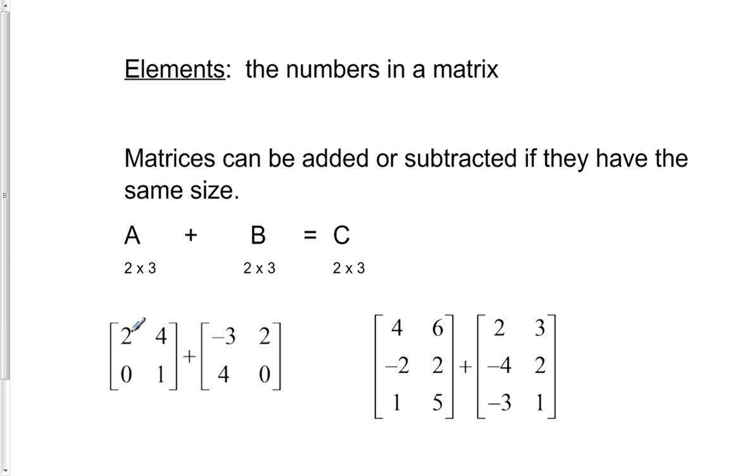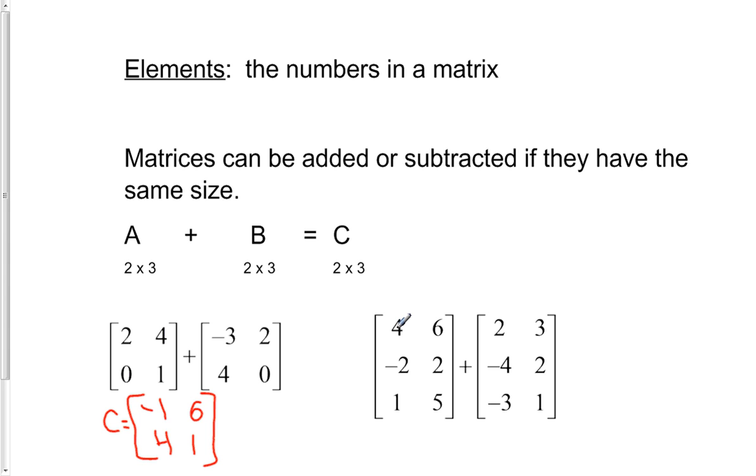Now when you add matrices, you add like spots. The upper left corner gets added to the same upper left corner. 2 plus negative 3 is negative 1. Your upper right corner goes with the upper right corner. 4 plus 2 is 6. 0 plus 4 is 4. And 1 plus 0 is 1. So we have a matrix that we would call letter C that is the same size as the original A and B matrices. All right, let's go to the second sample.